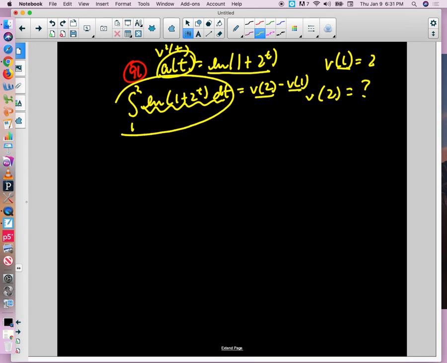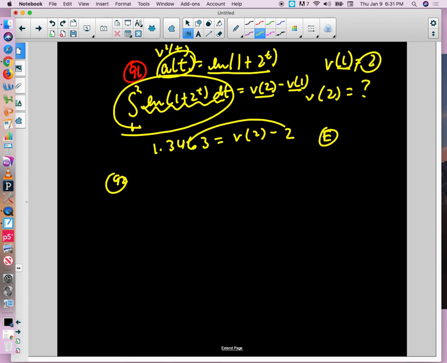I'll punch this into my calculator. You set it up like that in your writing, but in your calculator you're going math 9 from 1 to 2 of ln of 1 plus 2 to the x dx. This part gives me 1.3463. V of 2 is what I'm looking for, and v of 1 is 2. So when you add that over, you get answer choice E.